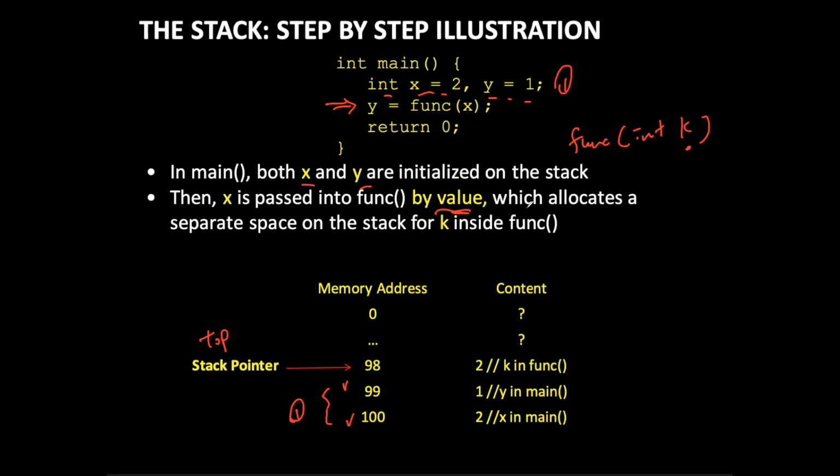By value means that a copy of the argument is being made inside that function, which allocates a separate space on the stack for K. So there is a copy of X being made by virtue of passing X into that function. And what is X? X is 2. And this 2 is K inside the function, which requires extra storage. So that's 4 bytes, right? Because an integer is 4 bytes. That happens at memory address 98. Now that we are 3 activation frames deep into this, and 2 right here, memory address 98. Let's continue on and see what happens inside the function with respect to the call stack in the next slide.